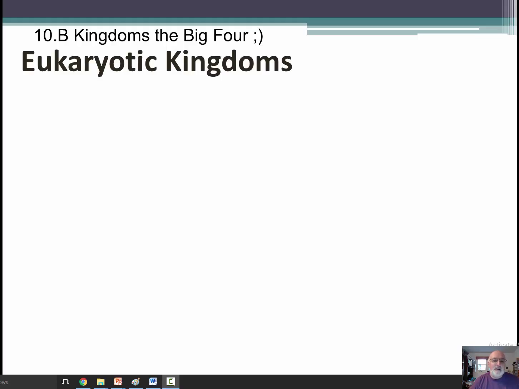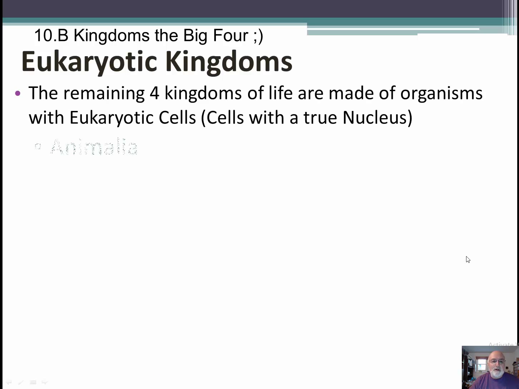This is our 10b, Kingdoms, the Big Four. These are going to be the eukaryotic kingdoms. We did the prokaryotic ones in 10a, so these are going to be the other four. And those other four are the remaining four kingdoms of life. And these are organisms with, again, eukaryotic, which is the true nucleus.